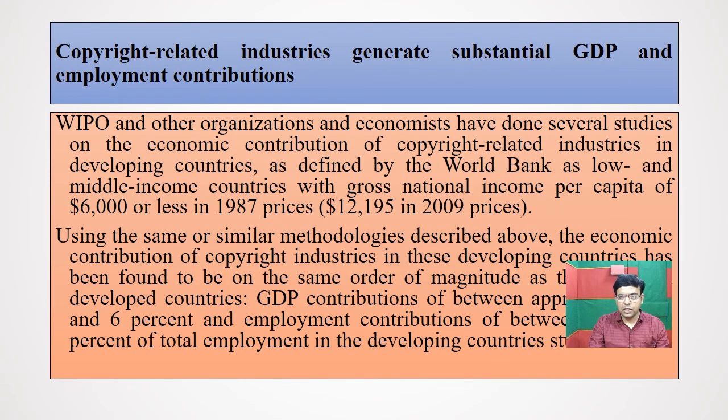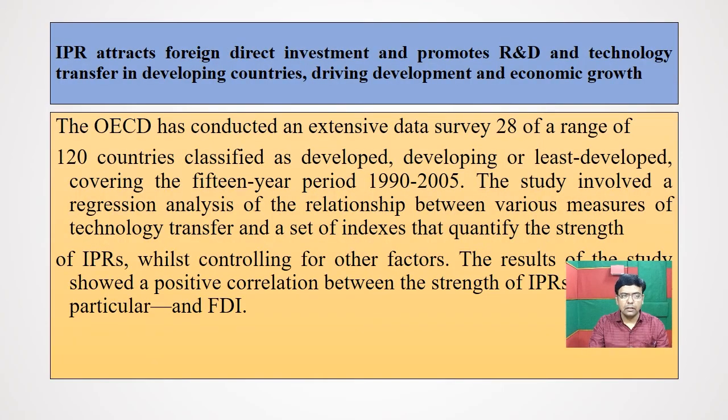Copyright related industries generate substantial GDP and employment contribution. WIPO and other organizations and economists have done several studies on the economic contribution of copyright related industries in developing countries, as defined by the World Bank as low and middle income countries with gross national income per capita of $6,000 or less in 1987 prices, $12,195 in 2009 prices. IPR attracts foreign direct investment and promotes research and development and technology transfer in developing countries, driving development and economic growth.